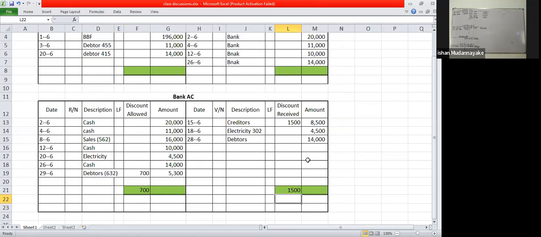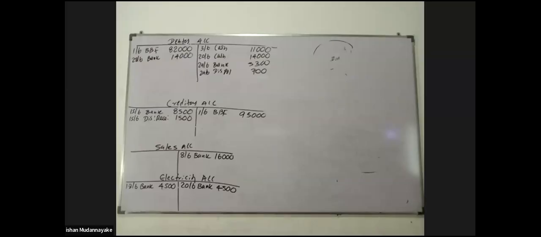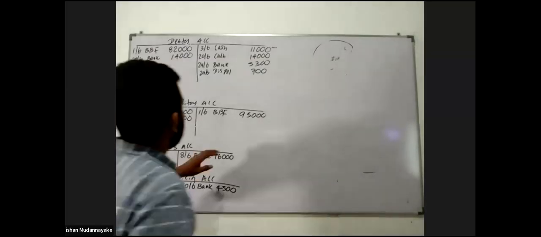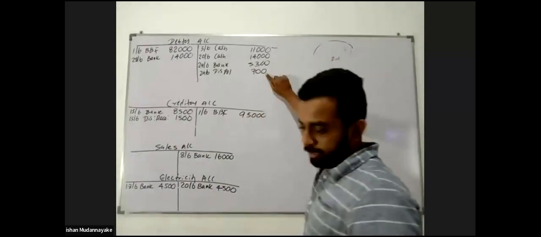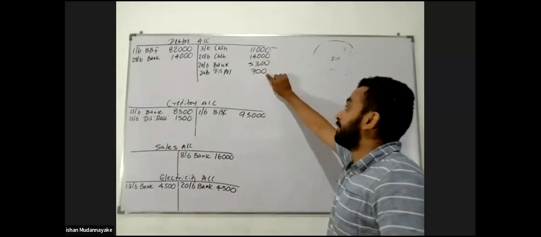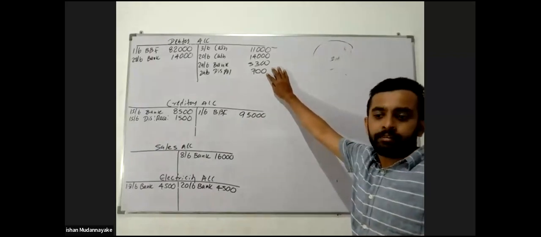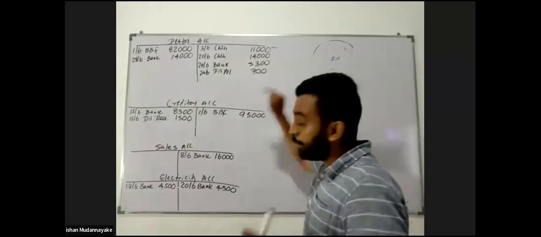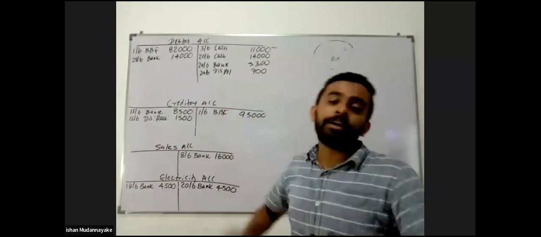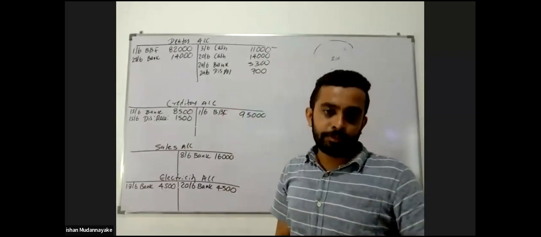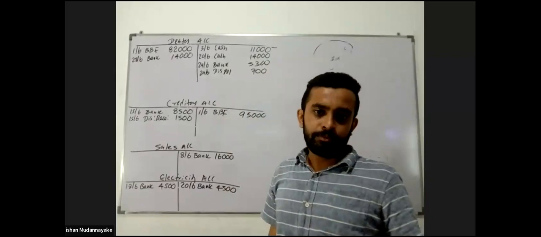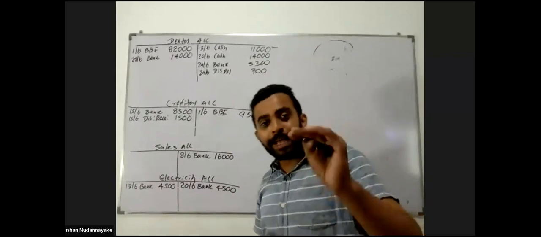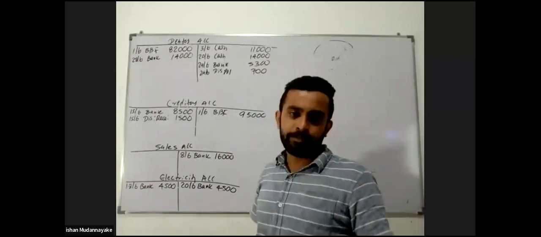Students, then what's the double entry for this 700 discount allowed? This 700 you have already recorded in the debtors account. The debtors account carries 700, debtors credit. Then this 700 you need to debit into the discount allowed account. Discount allowed account debit, similar to the cash book. When you prepared a cash book, you did the same thing.